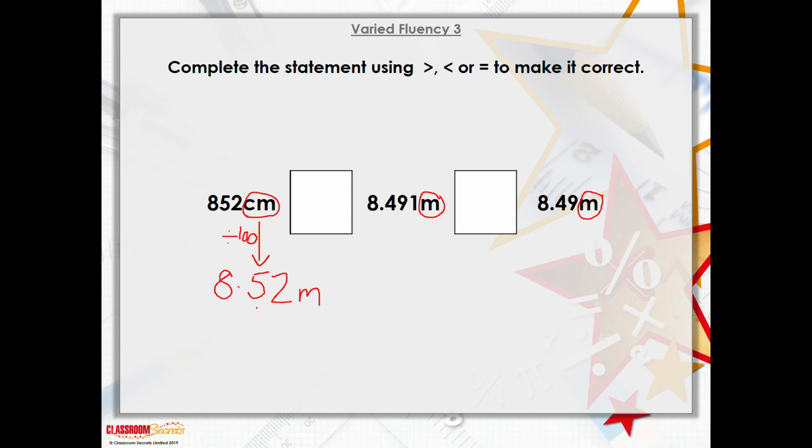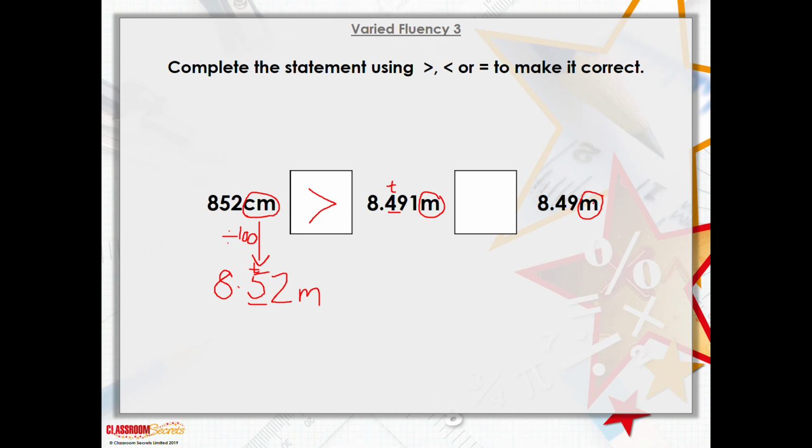I've got 8.52 meters and I've got 8.491 meters. So when I look in that tenths column, because my ones are the same, I've got 8 ones in both numbers. But when I look in that tenths column, this 5 here is bigger than that 4. So straight away, I can put that symbol. 8.52 meters is greater than 8.491 meters. I don't even have to look in my hundredths and thousandths column there.